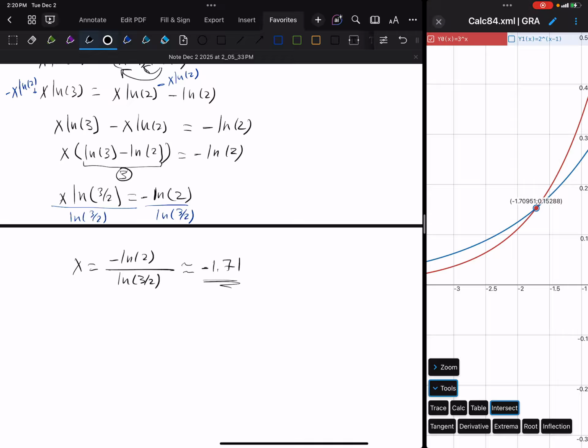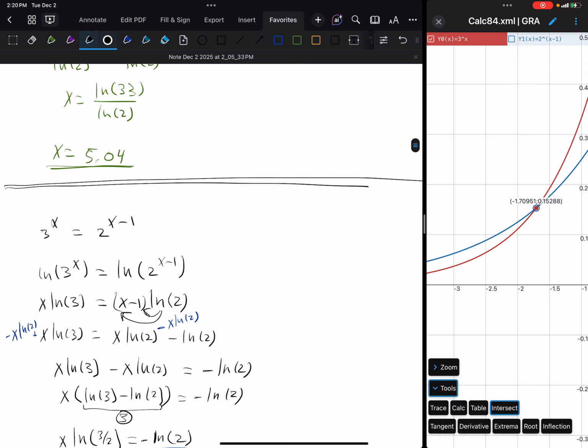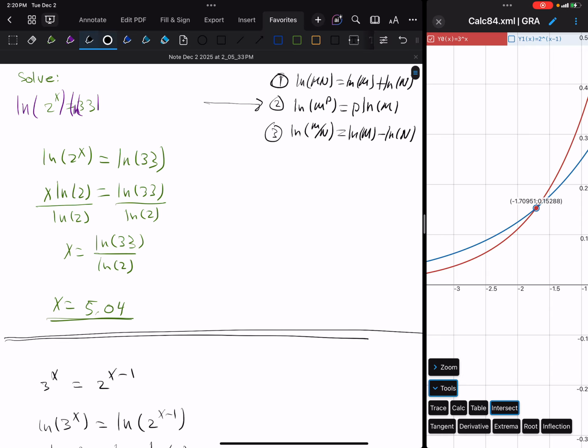Hope that helps us with solving exponential equations. We have to use a logarithm to then get the variable out of the exponent.